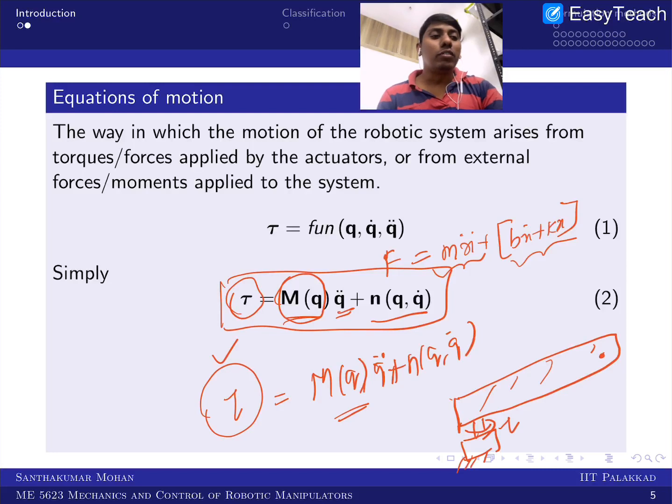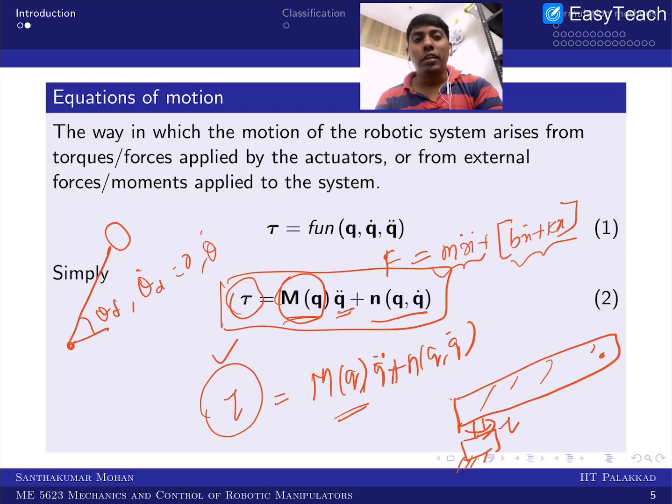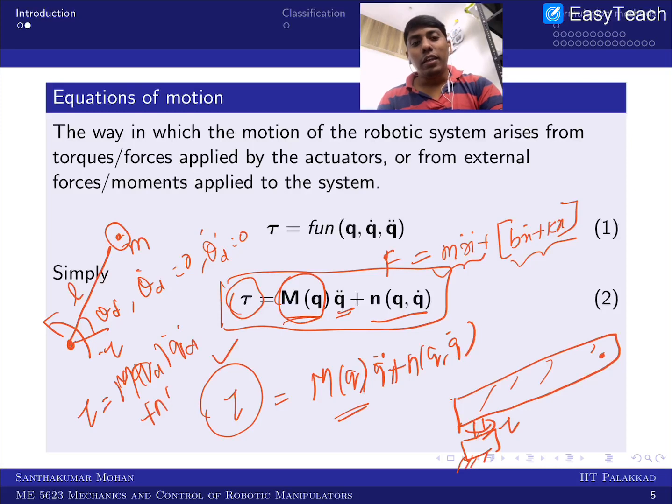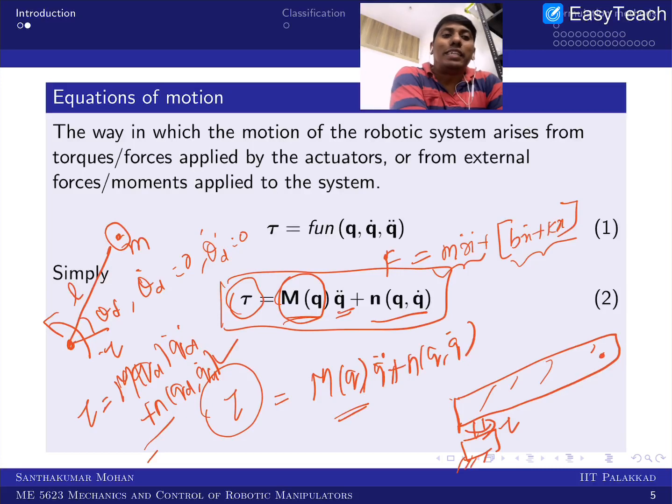The other step is that I am showing the top view. So this is the pendulum. I am saying that this is my q desired, and q desired dot is 0 and q desired double dot is 0. This is the mass, and this is the length. I have to see what torque is supposed to be provided at this point so that it maintains the position. So tau is what you are trying to find: M of q desired times q desired double dot plus N of q desired comma q desired dot. So these are two stages.